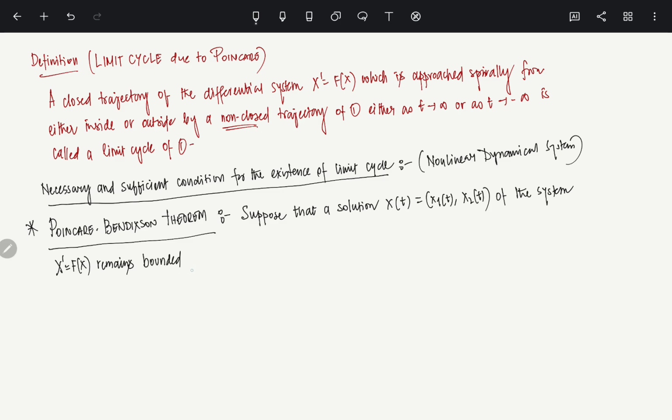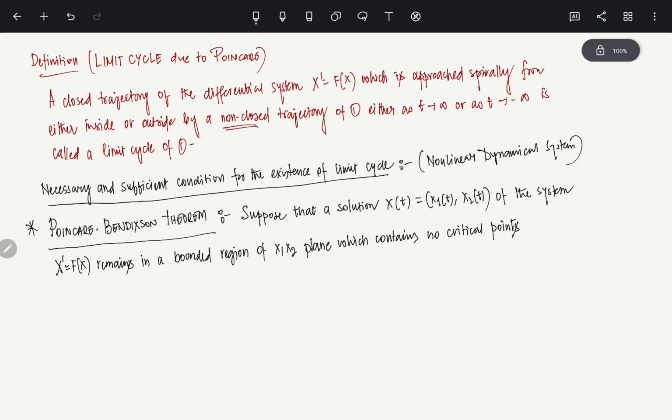Okay, it remains in a bounded region of the x1 x2 plane, which contains no critical points of x prime equals f of x.